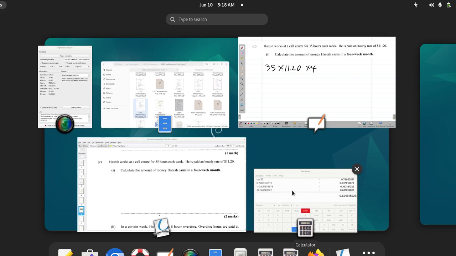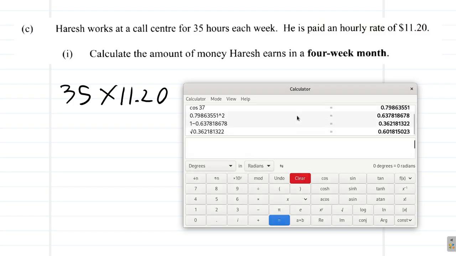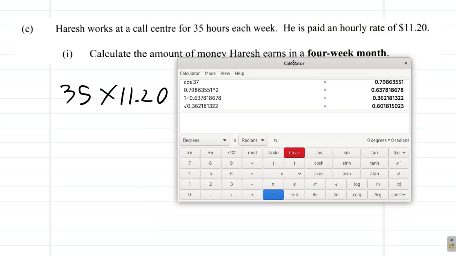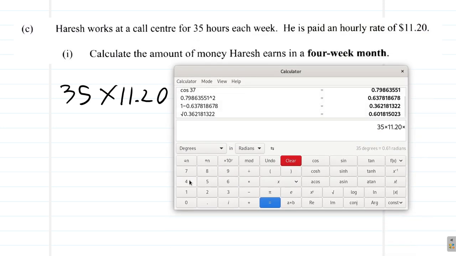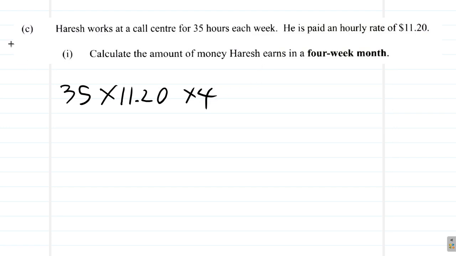So let us get our calculator and say we have 35 multiplied by $11.20 multiplied by 4 equals, we have $1568. So that is $1,568 for the month. All right, that's the amount of money there.